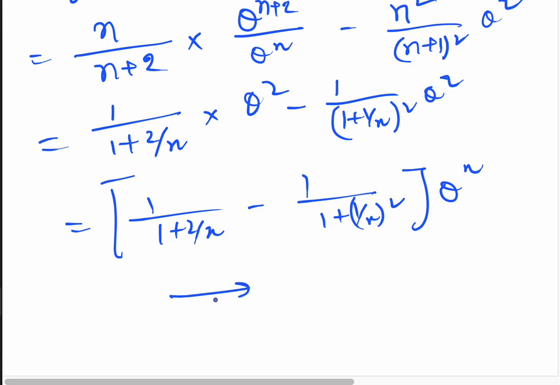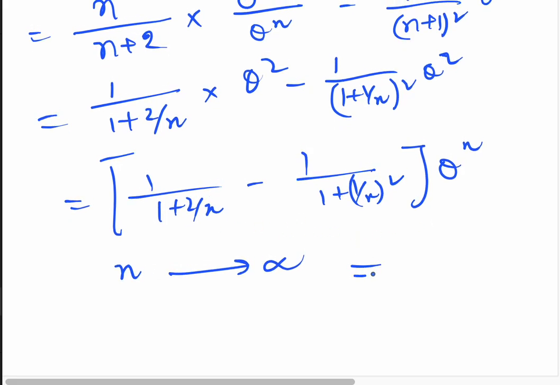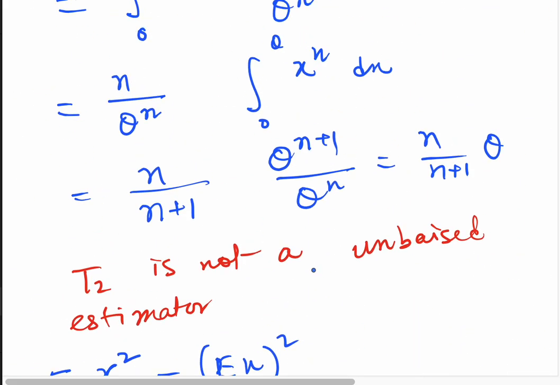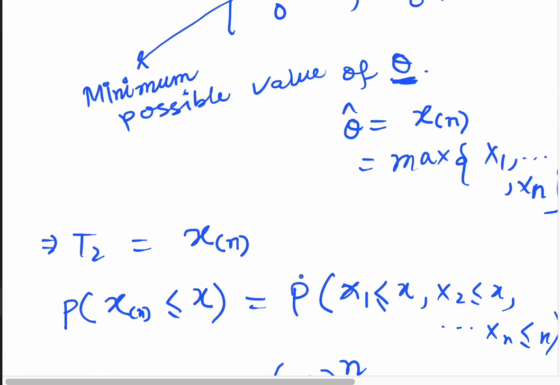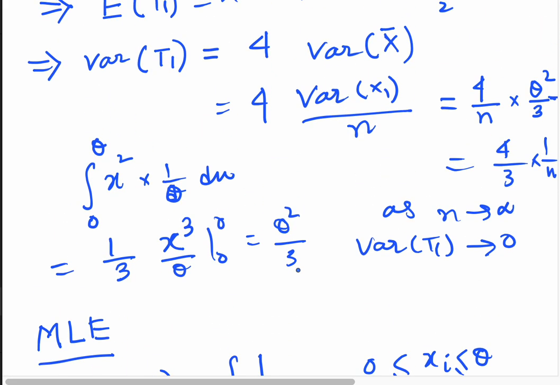So as n tends to infinity, this will become 0. So that means T2 is not an unbiased, but it is a consistent estimator. So that's it. Now this is the question number 2. Now let's move on and see question number 3.